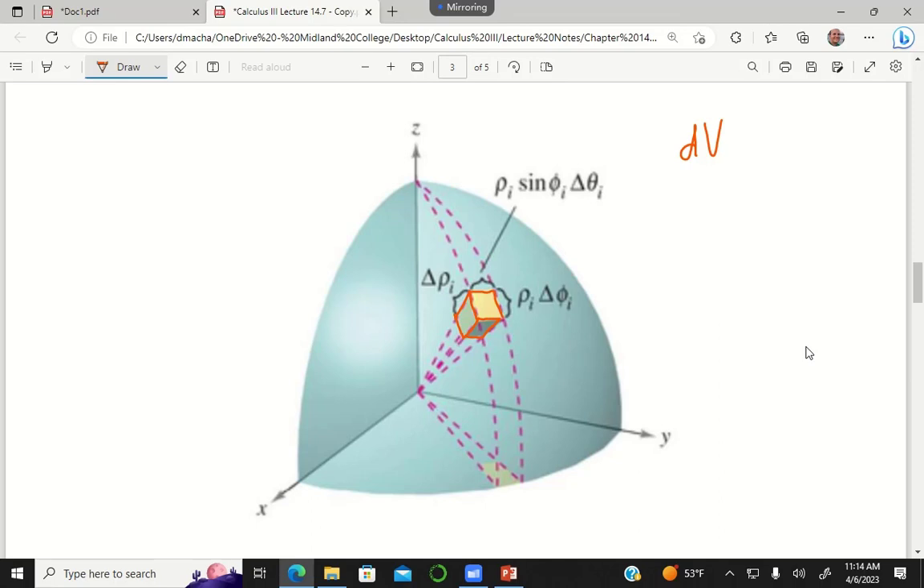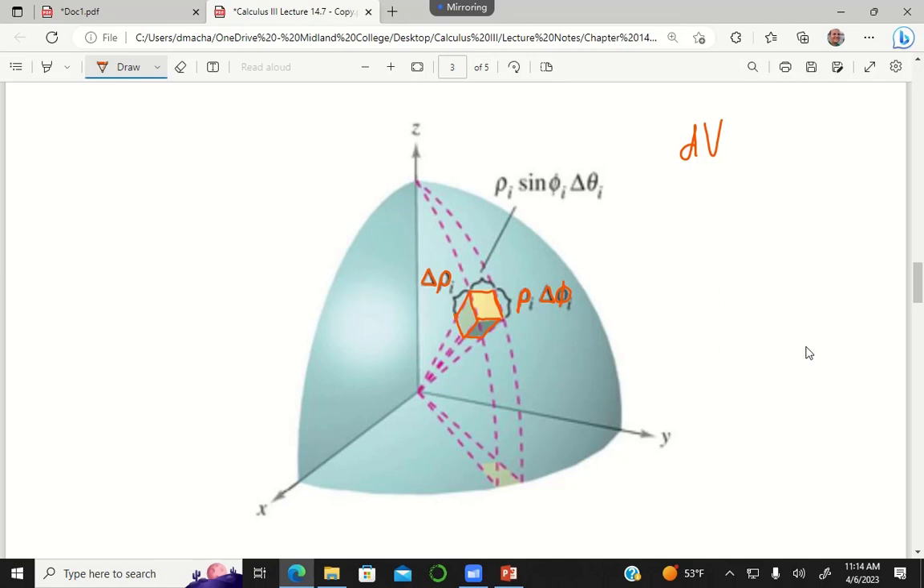Taking this little chunk out of the sphere, well, one of these sides is going to have side length delta rho, because that's just the change in the distance from the origin along that side. This side is going to have length delta phi, because that side length changes as you're taking a change in the angle away from the z-axis. But then also notice that if rho was larger, then that side length would be larger as well. And if rho is smaller and you're closer to the origin, then that side length would be smaller. So we also multiply that times whatever rho is.